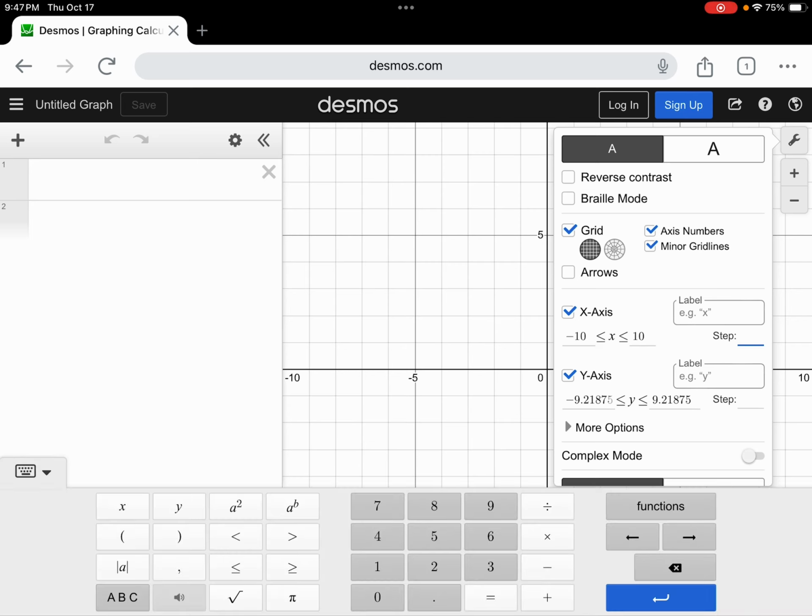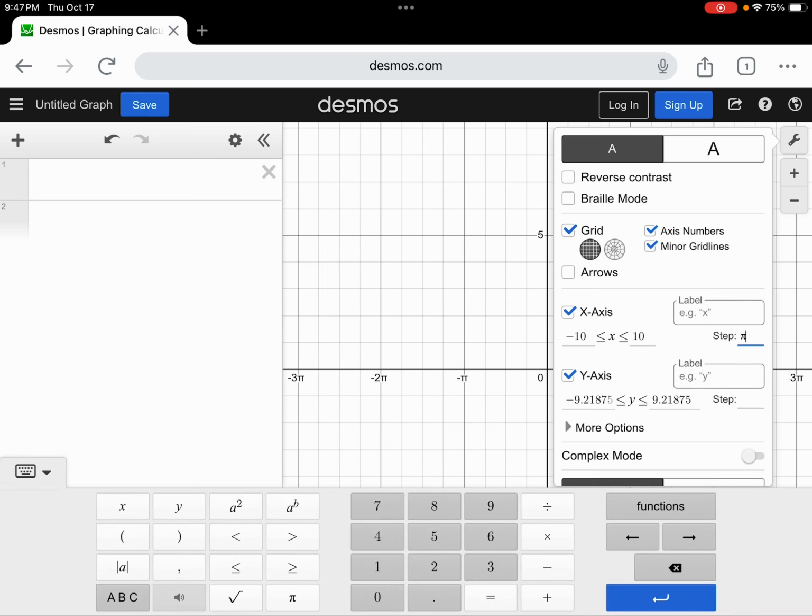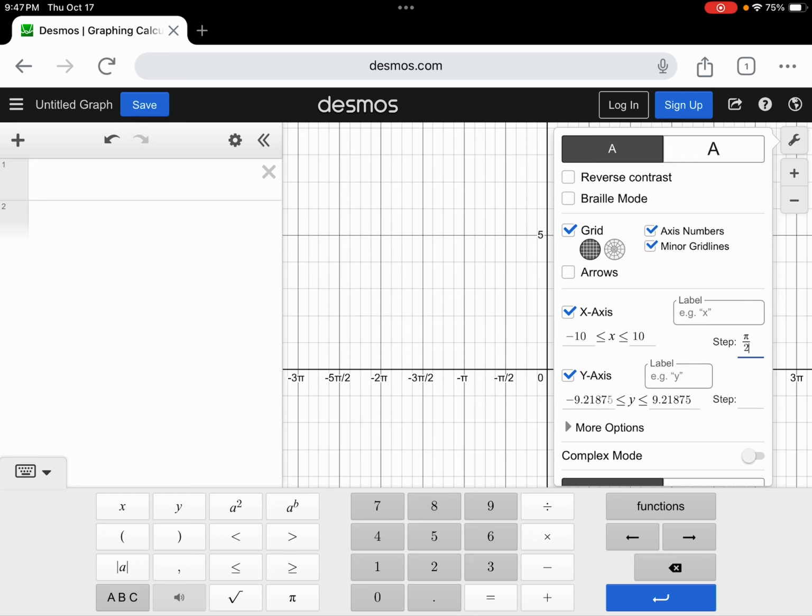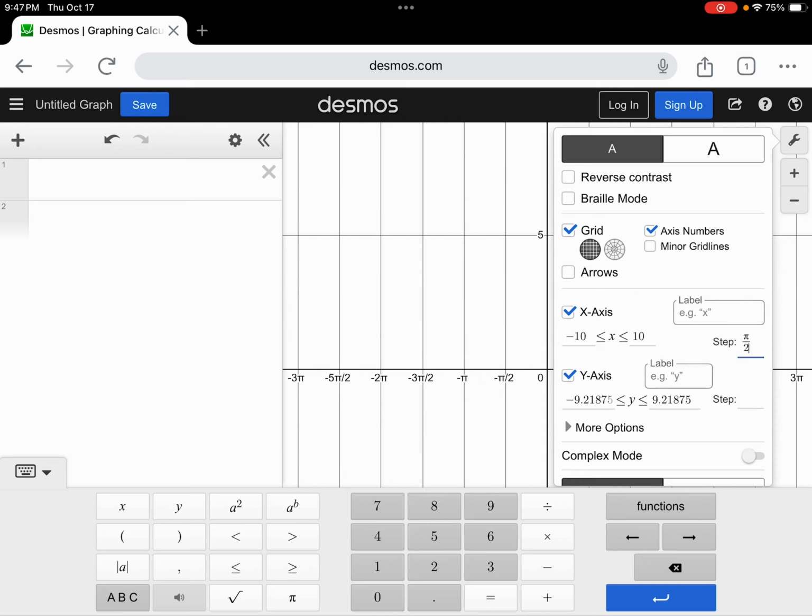Your x step, you can actually write this in terms of pi. I like to do pi over 2. You can change it to whatever you need. If you need it as pi over 3, it will show it. It's technically by thirds there. Just know that it might not show it with that number, and that's totally fine.